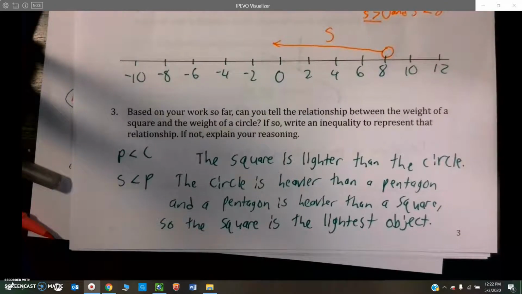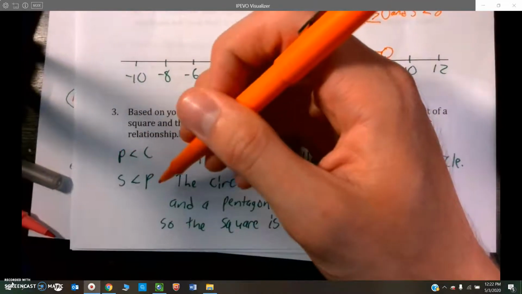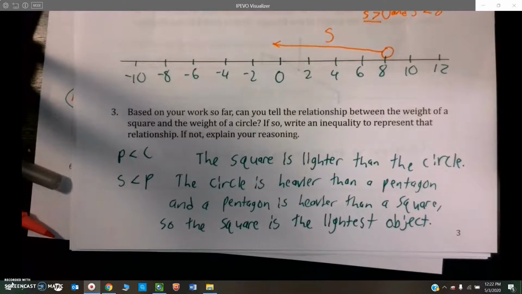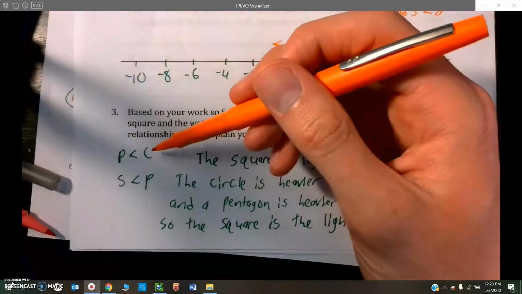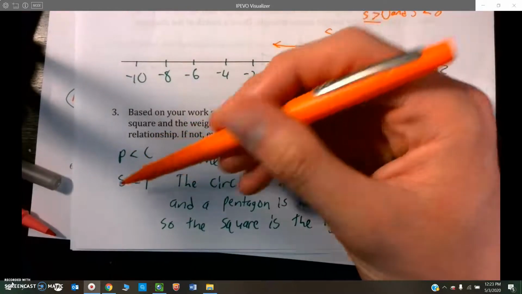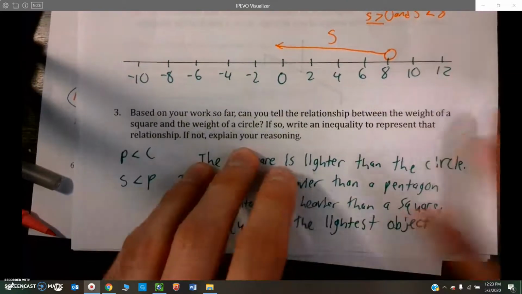All right, so based on your work so far, can you tell the relationship between the weight of a square and the weight of a circle? Well, I know the circle weighs more than a pentagon, and a pentagon weighs more than a square, so then the square has to be lighter than the circle, and the square is actually the lightest object, if you just work down, right? The circle's the heaviest because it's heavier than the pentagon, and then the pentagon's even heavier than the square, so square is actually the smallest, or the lightest object.